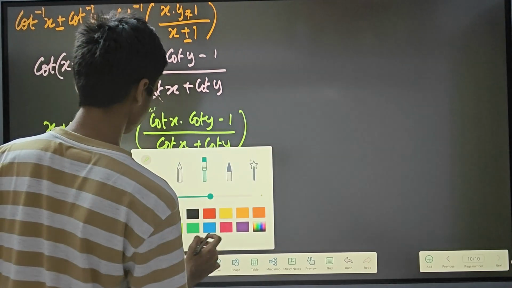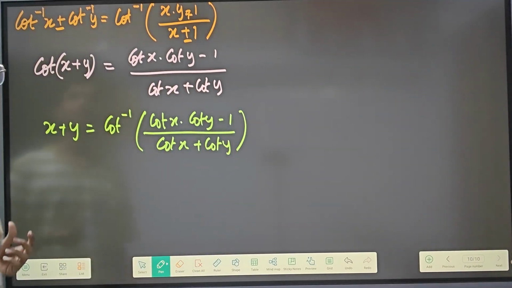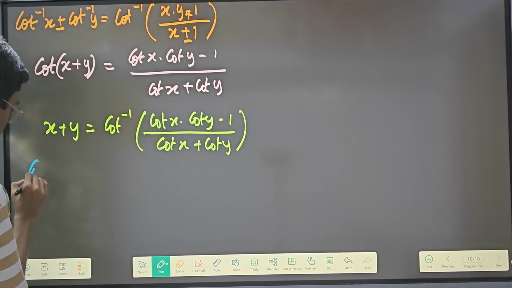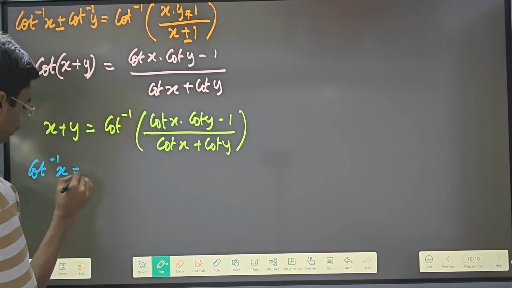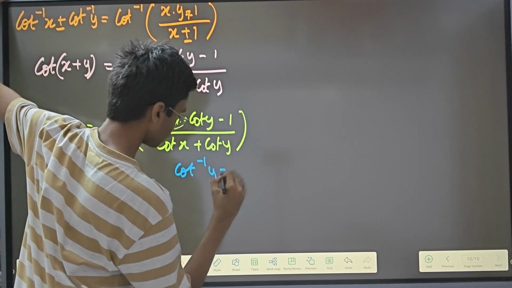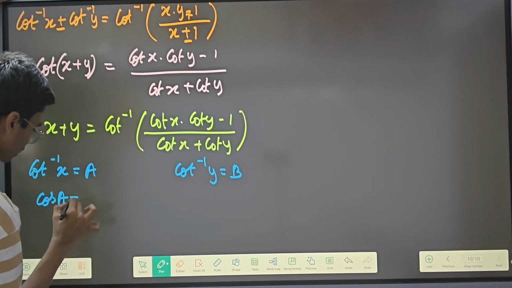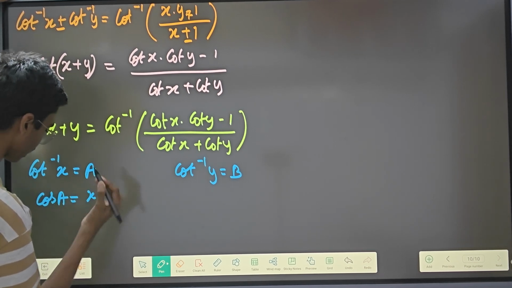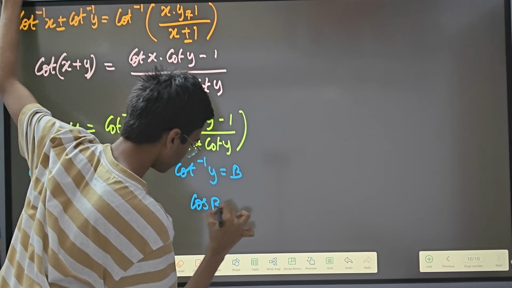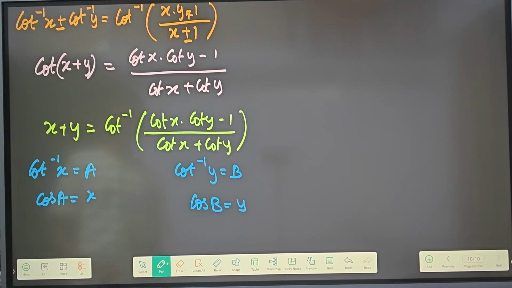Now let us assume that cot inverse of x is equal to a, and cot inverse of y is equal to b. Then cot a is equal to x and cot b is equal to y. Correct? Then cot a is equal to this, and then cot b is equal to that.